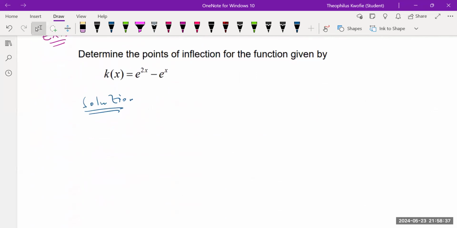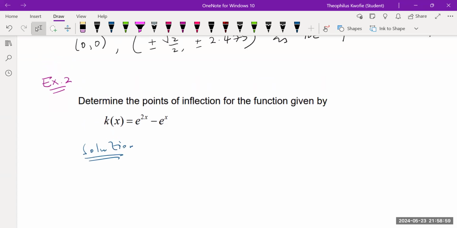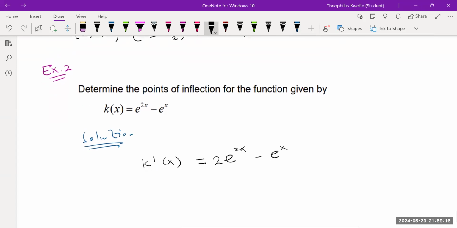So we are given this particular problem to solve. We want to determine the point of inflection for the function given by k of x equal to e to the power 2x minus e to the power x. Okay. Already we are very much familiar with this particular function. So what we need to do is to just go straight to the point because we solved it before. The first thing to do is to find the first derivative, and that should give us what? 2 multiplying e to the power 2x minus e to the power x.